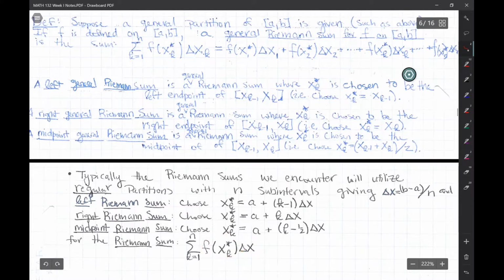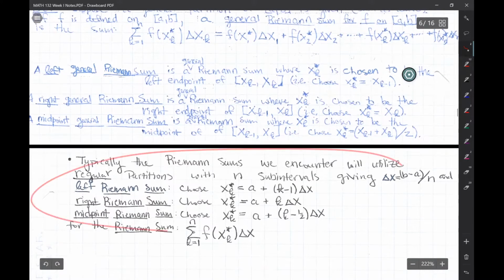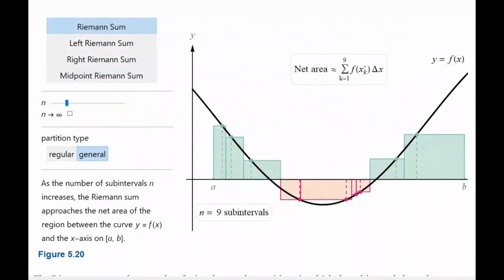And although here we left out the label general Riemann sum, again, I'll stress that that's really unconventional. Most people just call this a left Riemann sum when it has the general partition. And, you know, they don't really make this distinction between general and then no label at all, okay? But this is mainly what we'll encounter here, okay? Regular partitions with left, right, and midpoint Riemann sums chosen as you see. So let's take a closer look at the Riemann sum to get a better idea of what we were discussing.